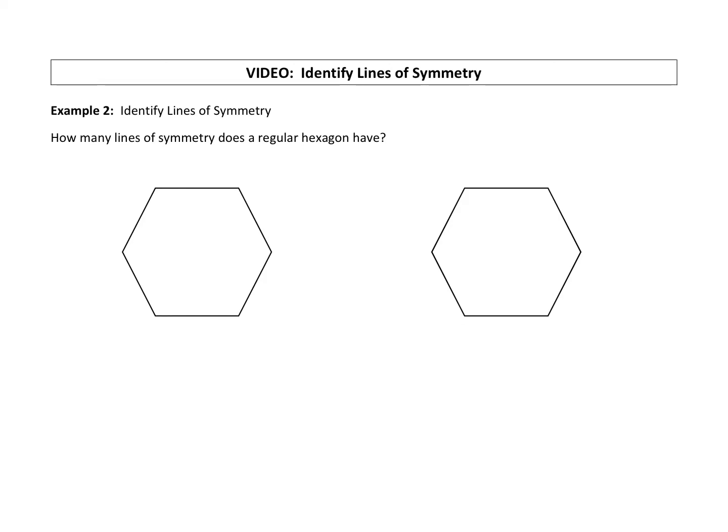Identify lines of symmetry. We're being asked in this example, how many lines of symmetry does a regular hexagon have? Just in case this word hasn't come up before, regular means all angles are congruent and all sides are congruent.